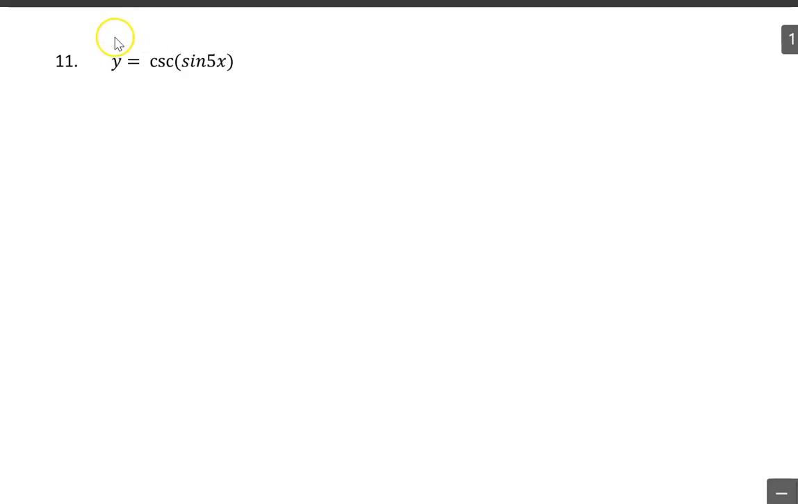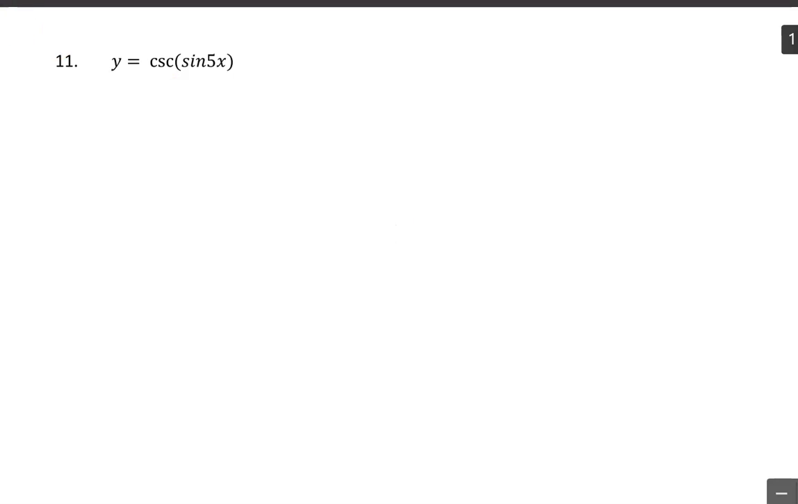For this example, you see that you have a cosecant of a trigonometric function. Basically, it's actually very simple. In this case, there's no power rule because you don't have any power beside this cosecant. All you have to do is apply the derivative of cosecant, and then after that, you multiply by the derivative of sine of 5x. So let's get started with that.